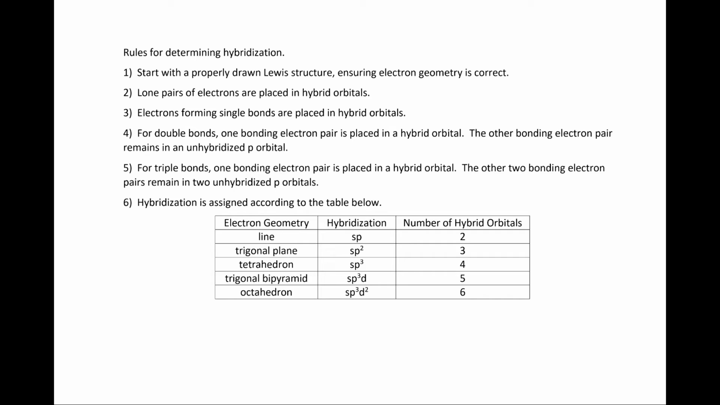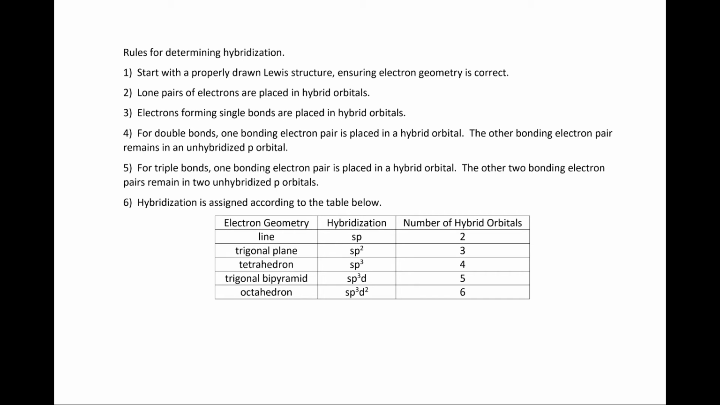When determining hybridization, we must start with a properly drawn Lewis structure, ensuring the electron geometry is correct. Lone pairs of electrons are placed in hybrid orbitals. Electrons forming single bonds are placed in hybrid orbitals. For double bonds, one bonding electron pair is placed in a hybrid orbital. The other bonding electron pair remains in an unhybridized p orbital. There are no triple bonds in our structure.